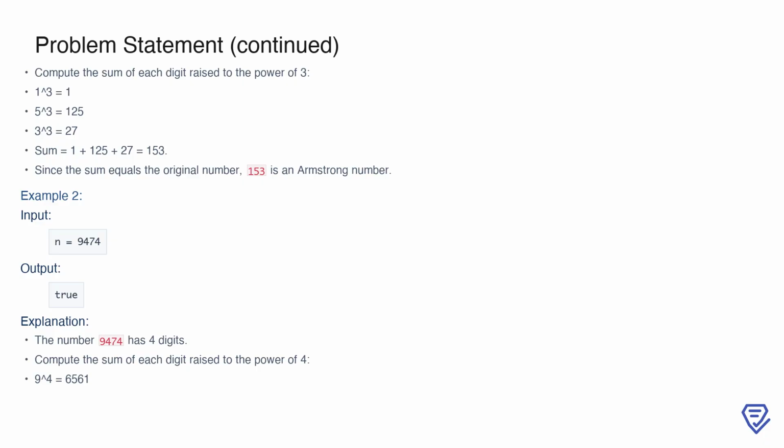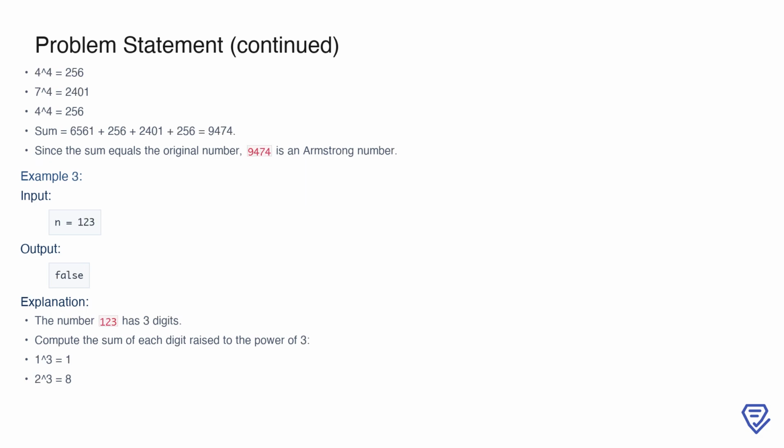Now, let's consider another example, n equals 9474. Here, the number has 4 digits, so each digit will be raised to the power of 4. For 9474, we start with the first digit, 9. Raising 9 to the power of 4 gives 6561.